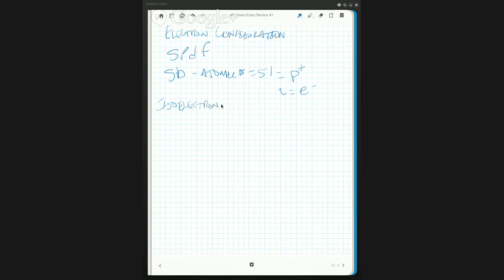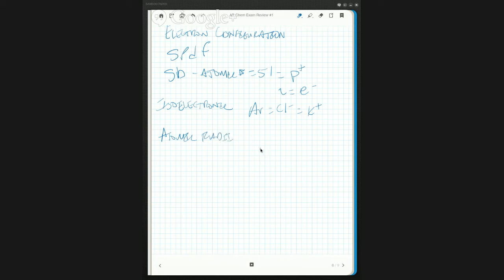Isoelectronic. Okay. And what I would say is that this means that argon is equal to Cl minus is equal to K plus. Okay. And this can play into when we start talking about atomic radii.